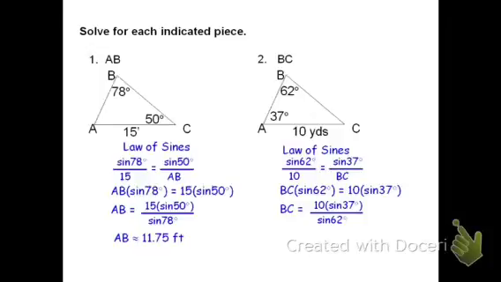Typing that into the calculator, make sure I close the parentheses after the sine of 37 degrees, and then divide by sine of 62 degrees. I should get that BC is about 6.82 yards.